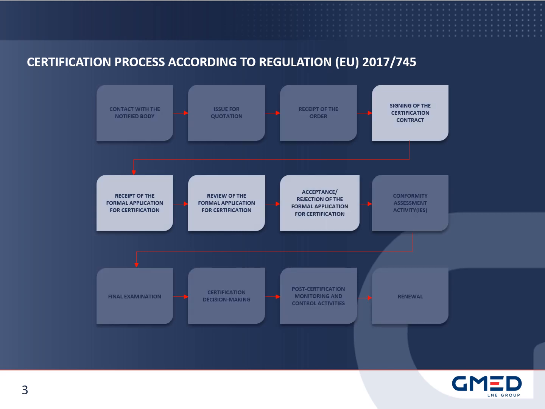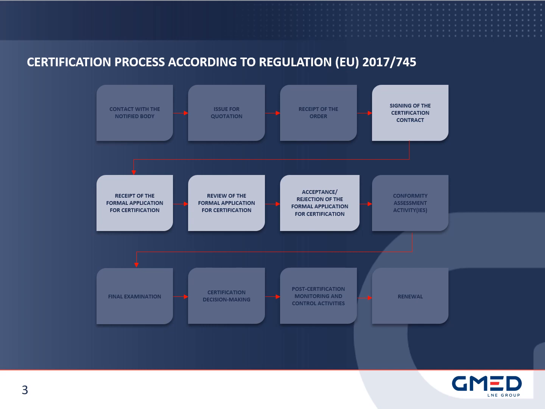In this module, we will review the second phase of the certification process, called the formal application for certification phase, which covers the stages of signing the certification contract for CE marking, receipt of the formal application, examination of the formal application by GMED, and acceptance or rejection of the manufacturer's formal application.